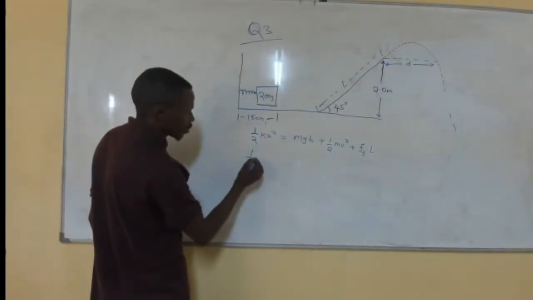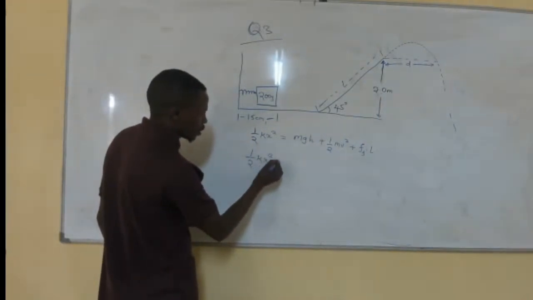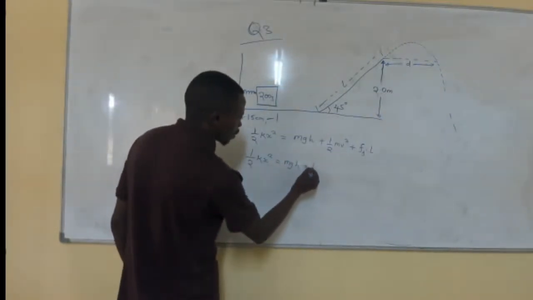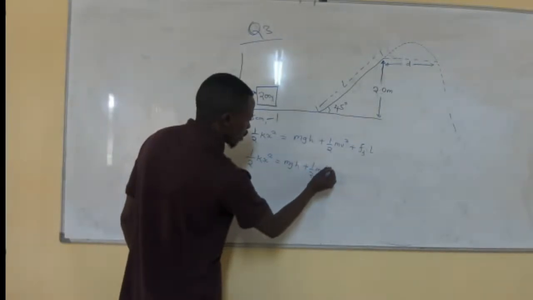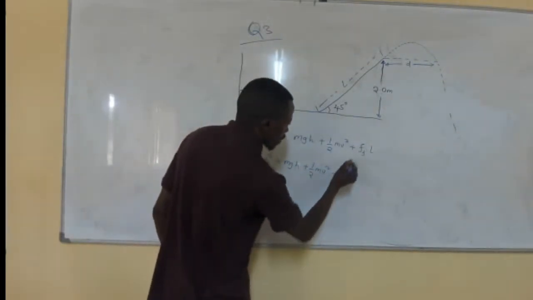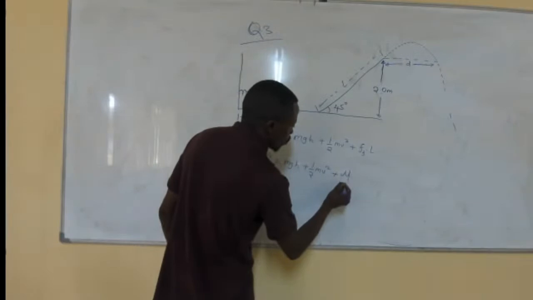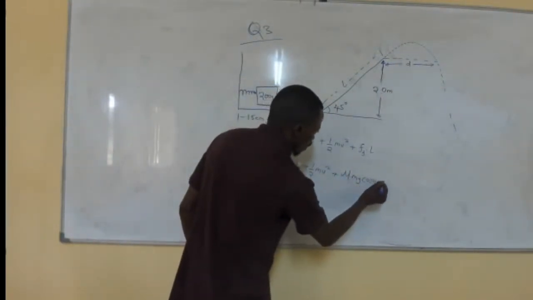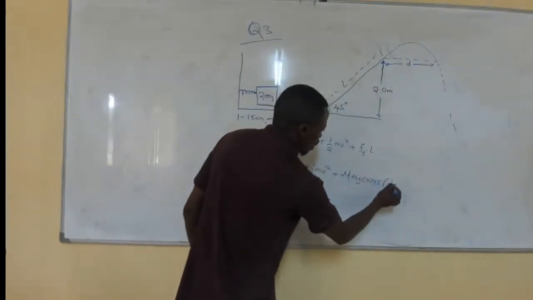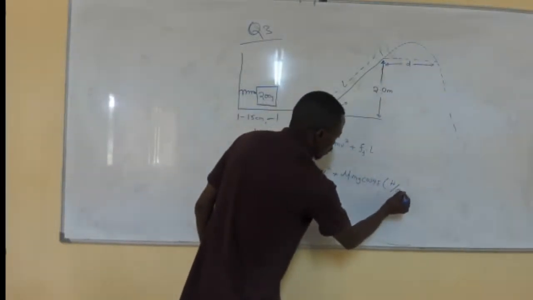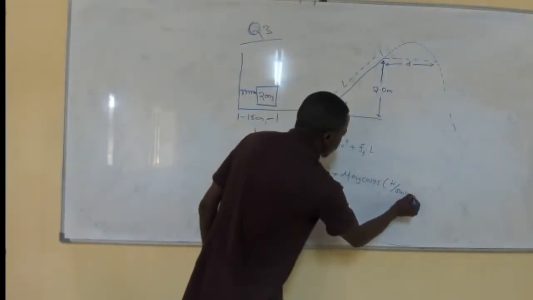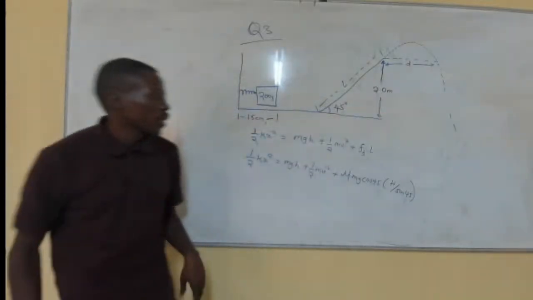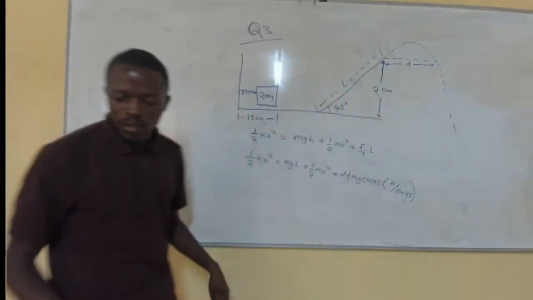Replacing those quantities, we have half kx squared is equal to mgh plus half mv squared plus Ff, which is given by mu mg cos 45, multiplied by h over sine 45. H, remember, is just 2, the height. That is found by SOHCAHTOA.